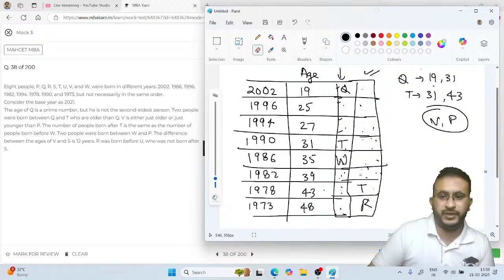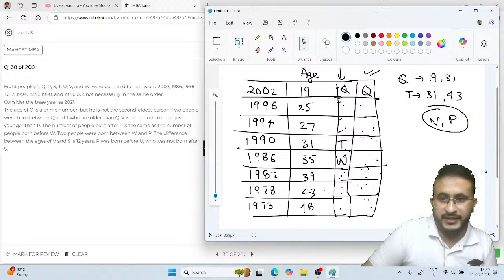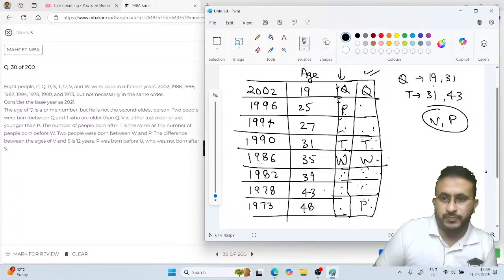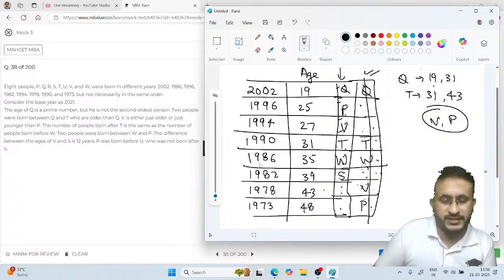And here also we had two cases. So now we can put those two cases. So we had Q and T and W. And the next thing was W and P, two people in between. So 1, 2, this is P. So P's adjacent is V. So here also we will have V. So if V is 27, S will be 39. B is 48, S is not possible. Right? So this is done.